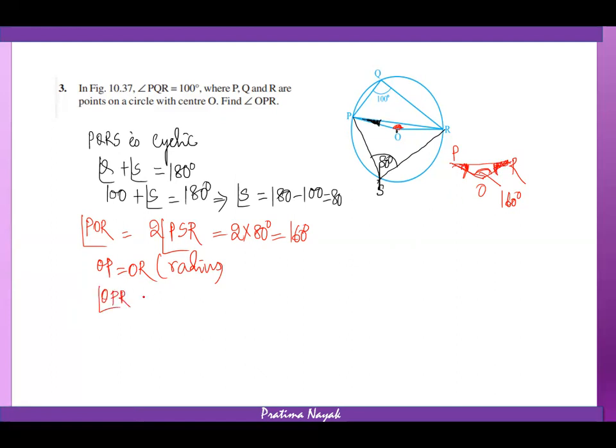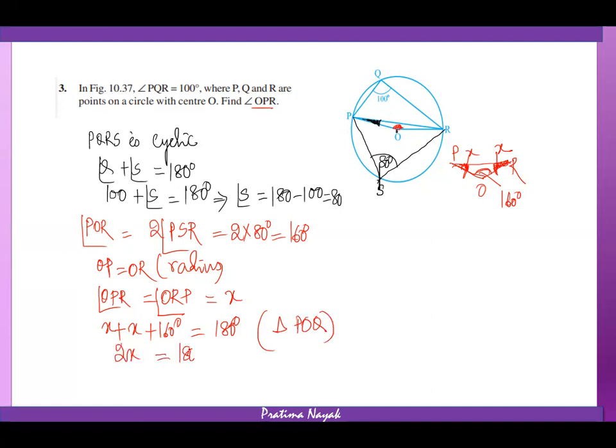OPR is equal to ORP, and you have to find your OPR. So let it be X. Then this will be X, this will be also X. Now I can apply X plus X plus 160 degree is equal to 180 degree, angle sum property, for which triangle? Triangle POR. Twice X is equal to how much? 180 minus 160, that will be 20 degree. So what will be X? X is equal to 20 by 2, that will be 10 degree.